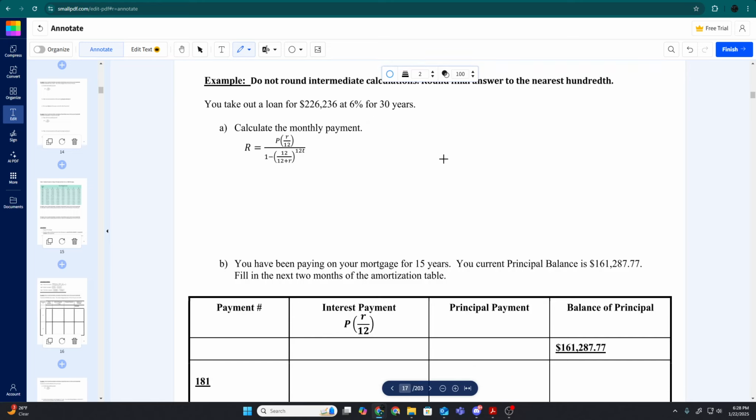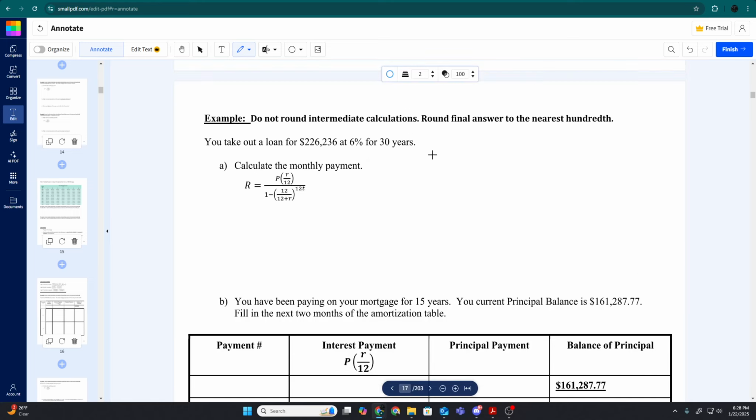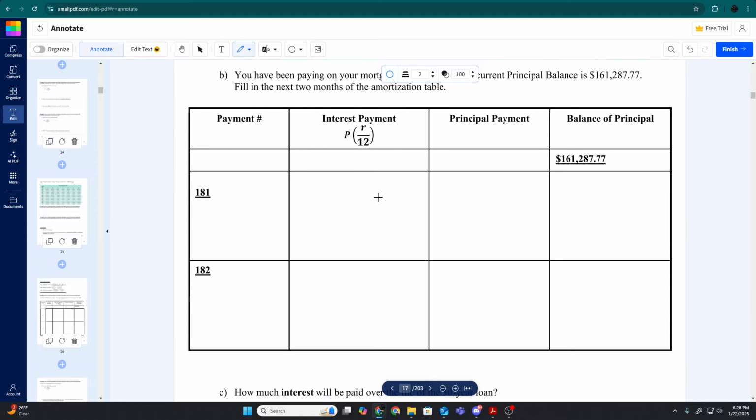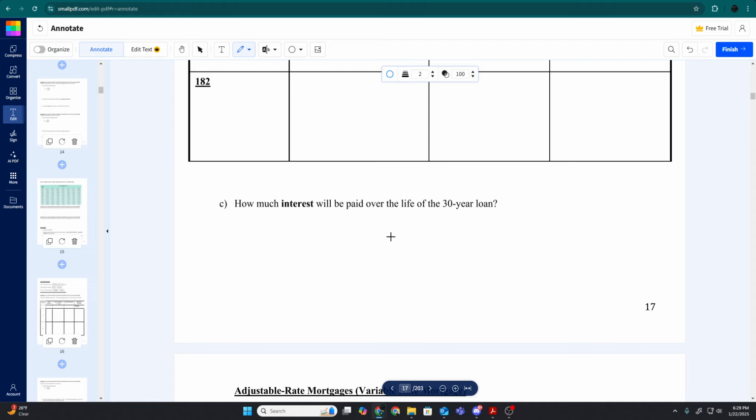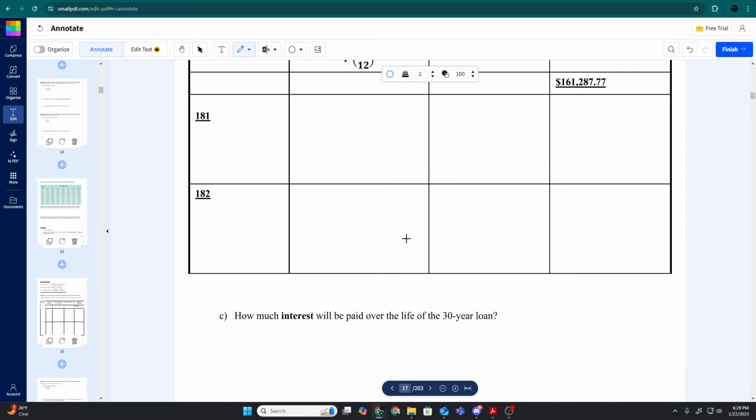In this next example, they weren't nice enough to give us the actual payment, so we're going to calculate that first. Once we have that payment, we're going to figure out how payment 181 is looking, payment 182 looking, and then we're going to figure out how much interest you paid over the entirety of the loan.